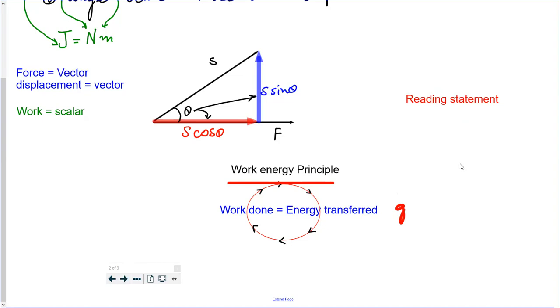So what is the importance, in case of the work done, of the displacement in the direction of the force? What is the importance of the work energy principle, and what is the importance of reading the statement carefully? So what example are we going to practice here?